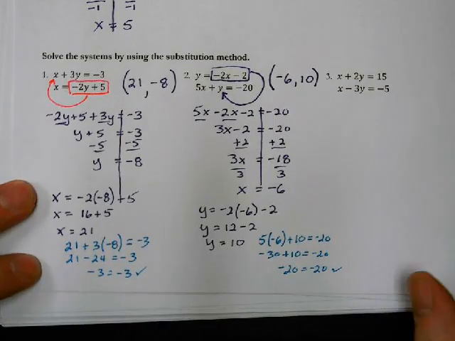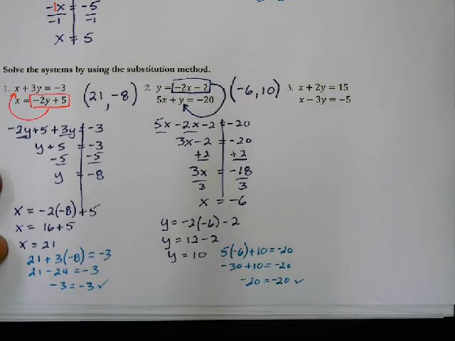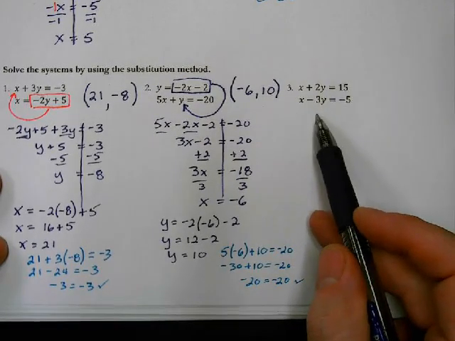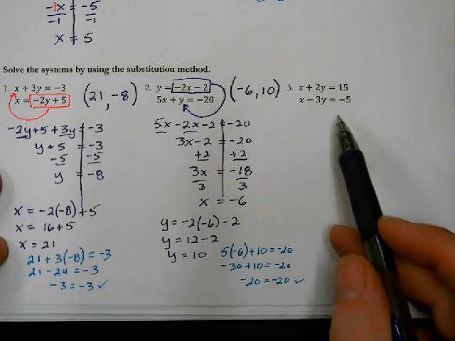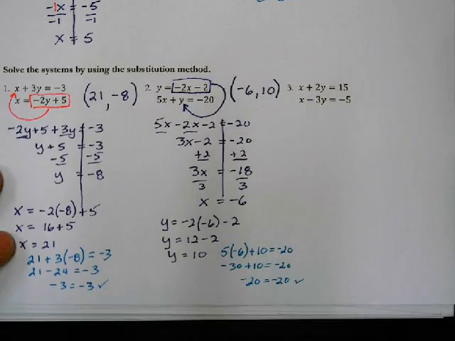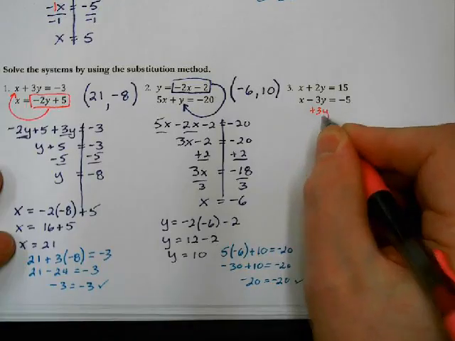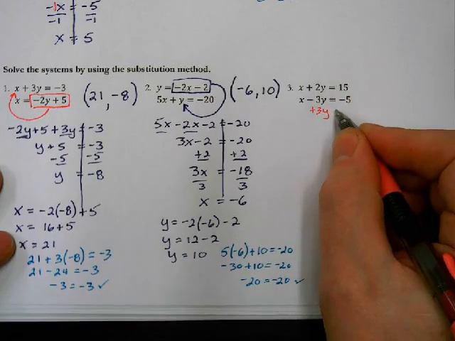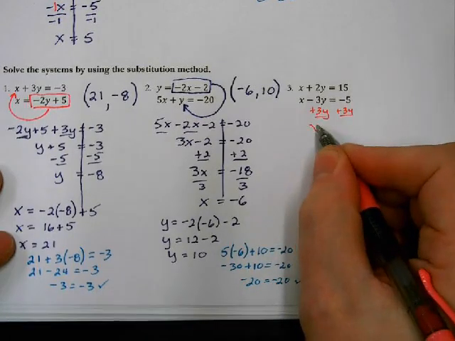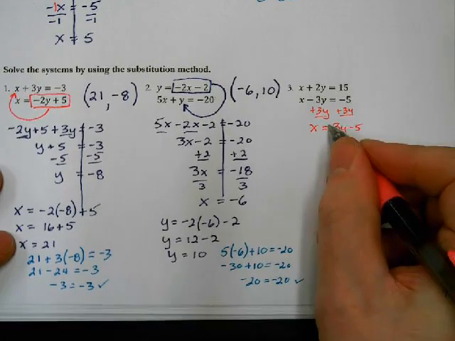Here we go. So for this one, it's a bit of a sticky wicket. I don't have a variable that's by itself. But I can easily get a variable by itself. For instance, I could add 3x to both sides. Or sorry, 3y. I could add 3y to both sides if I was feeling saucy, and I am. So I'm going to add 3y to both sides, and now I've got x equals 3y minus 5. Aha. So I have x isolated.